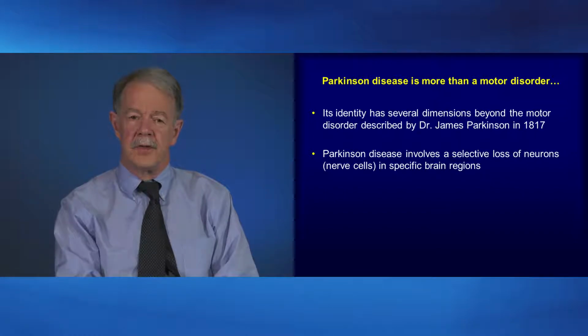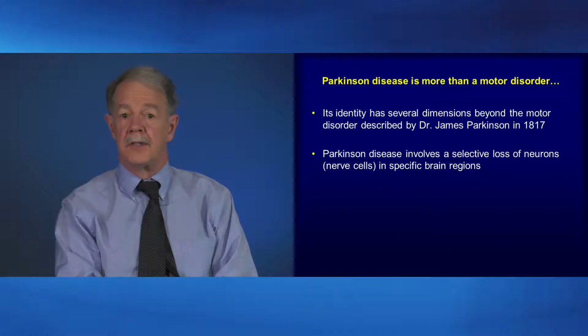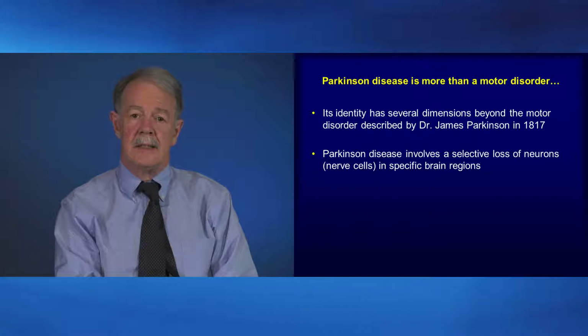And what we've also learned about it, it's more than just a motor disorder. It's more than that slowness of movement or tremors or rigidity. And in fact, we know that the loss of nerve cells that cause those problems can cause some other mischief in the brain as it evolves. And I'll try to give an overview of that in the next few minutes.